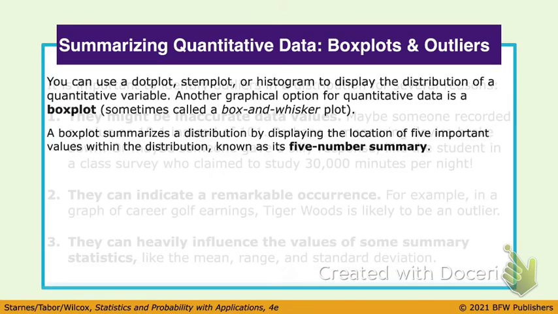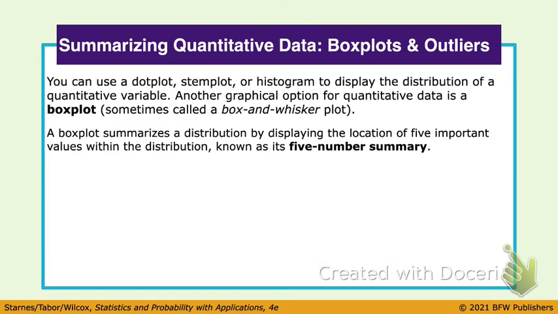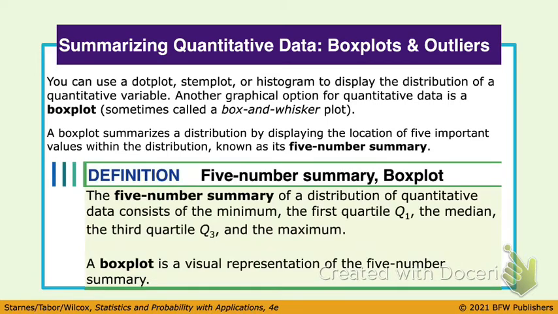data. We have used those for a while now, but there's one other kind of graph. The last graph that you are going to learn is called a box plot. You may remember this from middle school as a box and whisker plot, okay? So a box plot is going to summarize the data using something called the 5-number summary. So here's what the 5-number summary consists of.